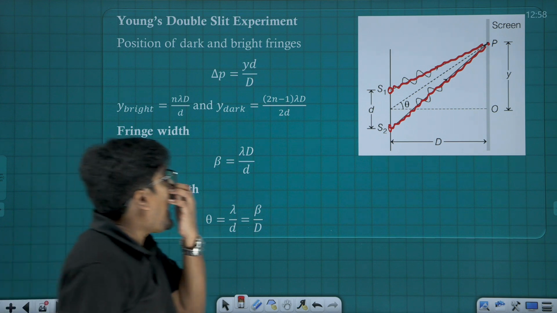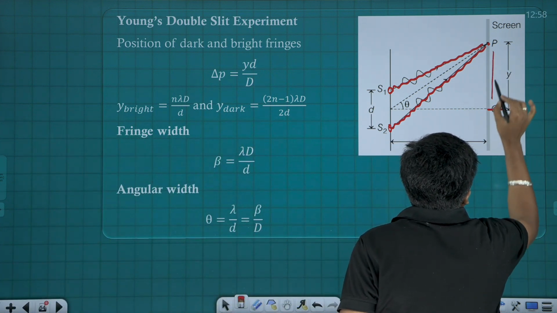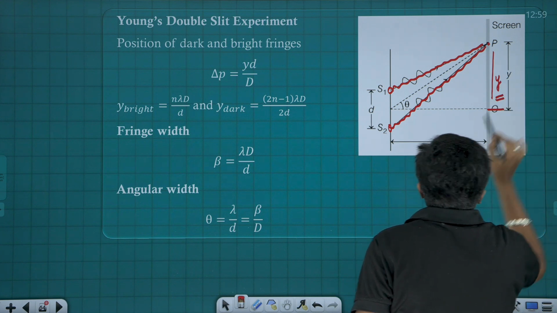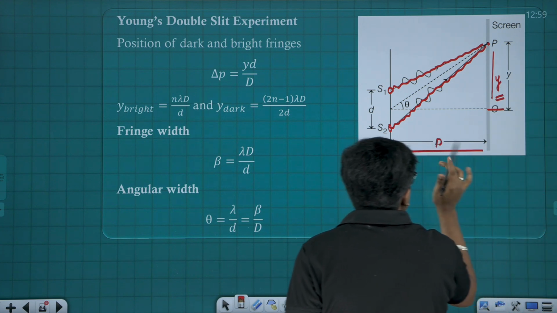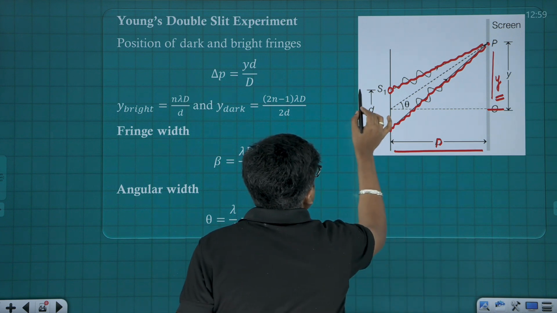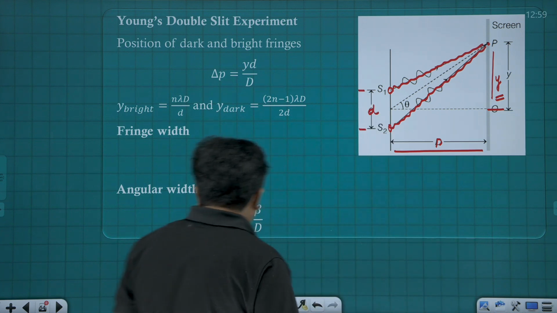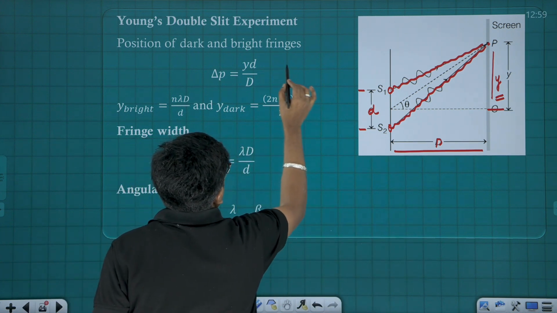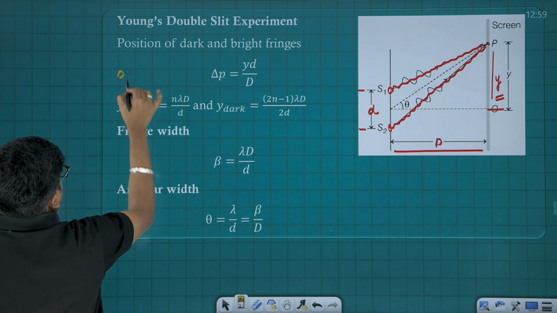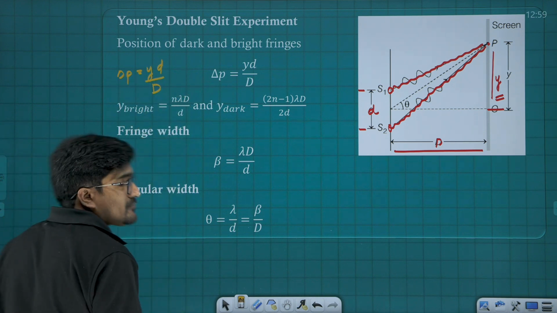All right, the distance from the central maxima, if I mark it as small letter y, the distance between the slit and the screen is marked as capital D, and the distance between these two sources is marked as small letter d, then I can have a relation for the path difference, delta P.